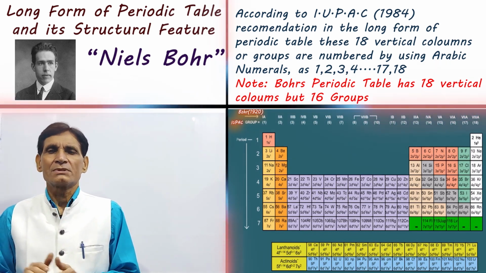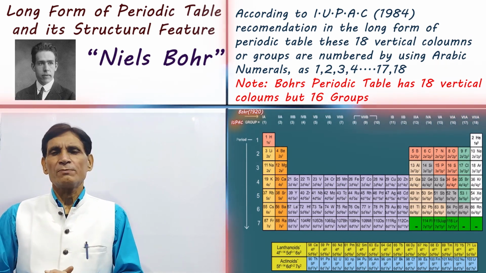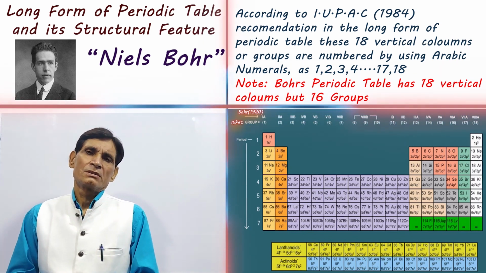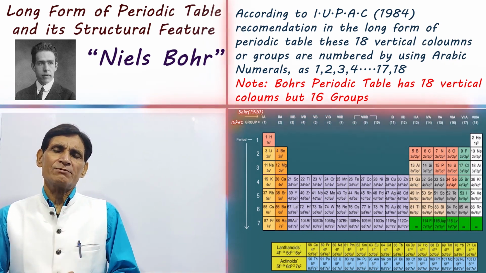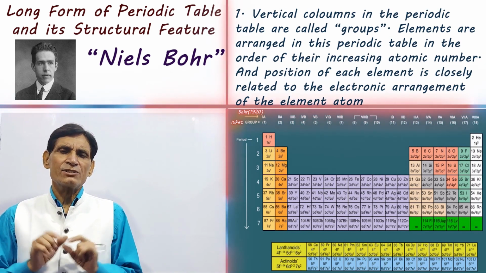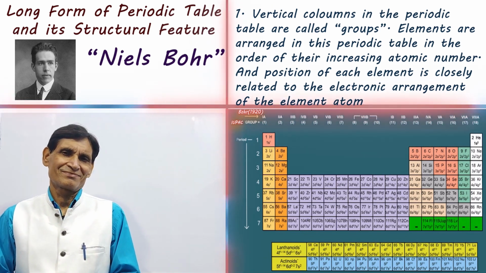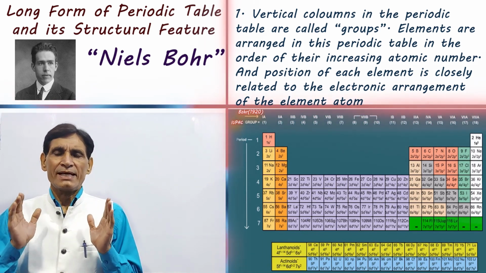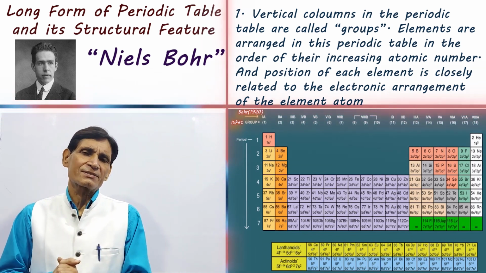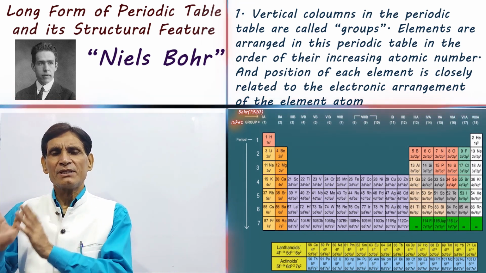Next point, structural features of the long form of the periodic table. First, about groups. Vertical columns in the periodic table are called groups. Elements are arranged in this periodic table in the order of their increasing atomic number. And the position of each element is closely related to the electronic arrangement of the element's atom.